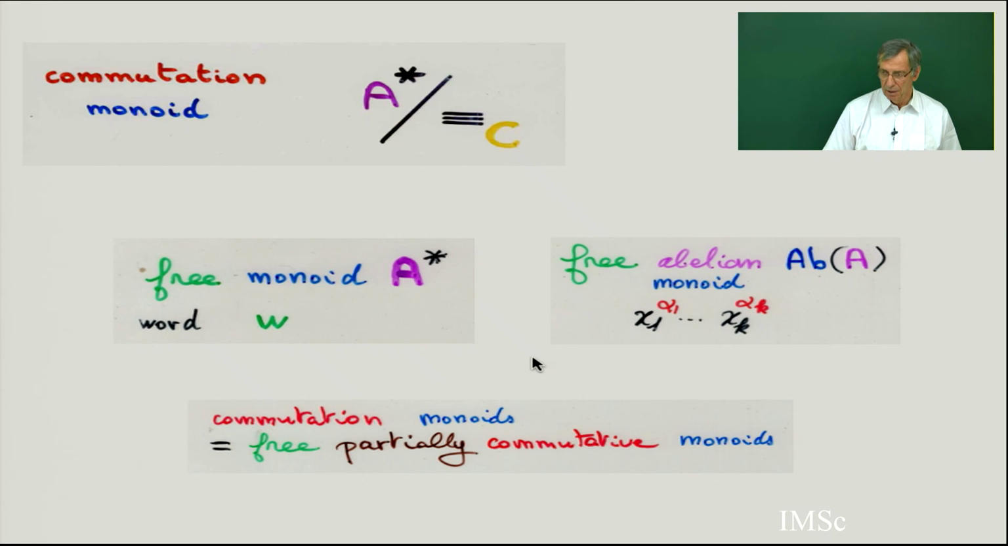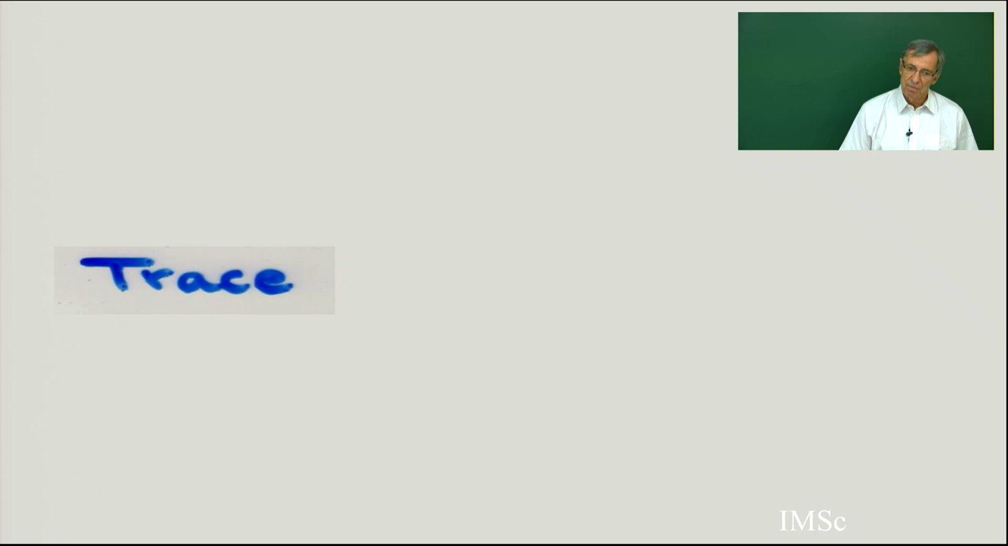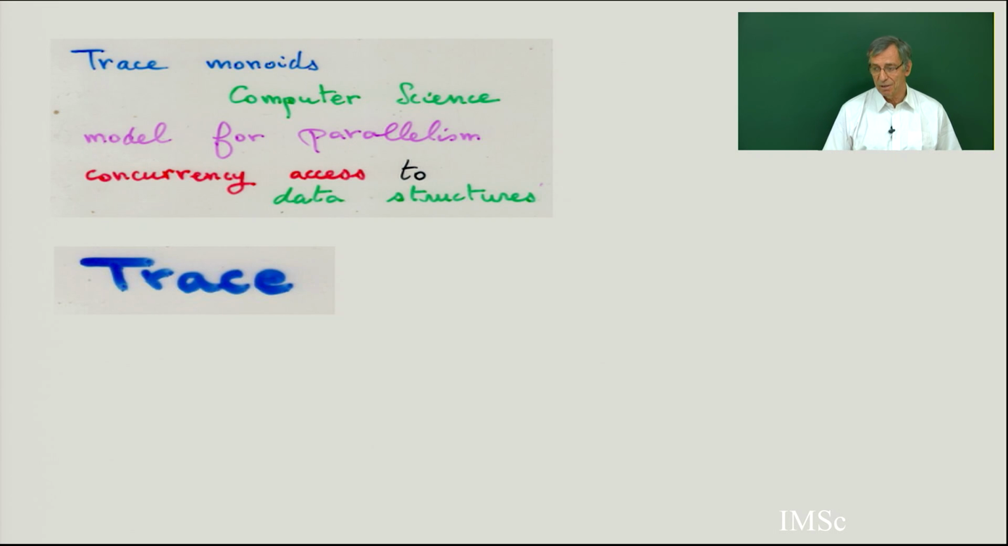So there are many, many things to say about this algebraic structure. And sometimes these monoids are also called the trace monoid. A trace is an element, it's just a class of words. And computer scientists call this a trace monoid because it's a model for parallelism.